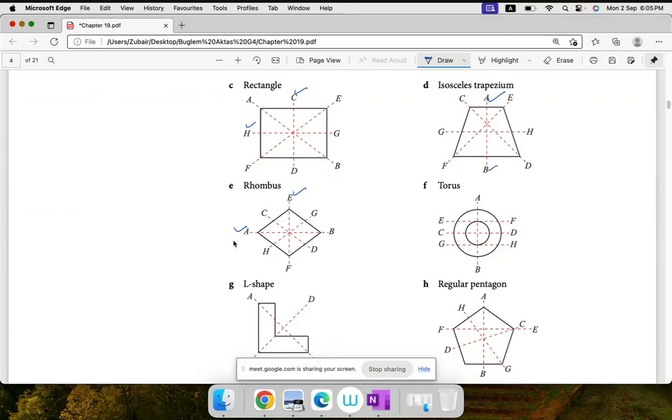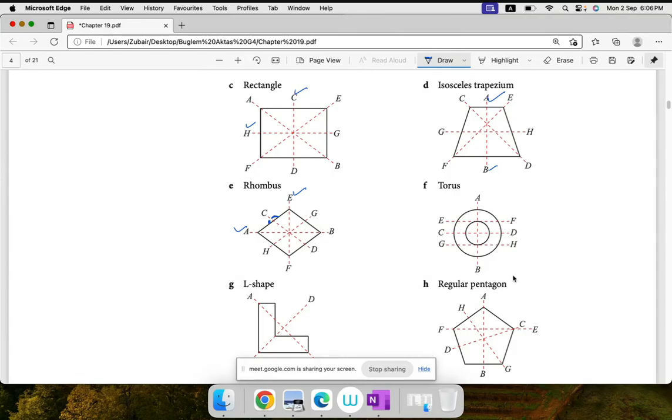CD, no. CD, no. Let me draw an exaggerated rhombus. A rhombus is actually a parallelogram, but all four sides are equal. That is why only AB and EF are possible. Now see, this angle is more than 90 and this is less than 90. Do you see that obtuse and acute angle? Yep. So it is not symmetrical.